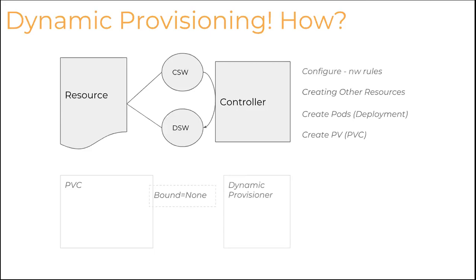And it will look at bound equal to none, and it will trigger a workflow where it can interact with the storage control plane to create the actual volume on it, and then create a PV object and associate it. So it updates bound equal to PV. That means the current state has moved to the desired state of having the PV object created.